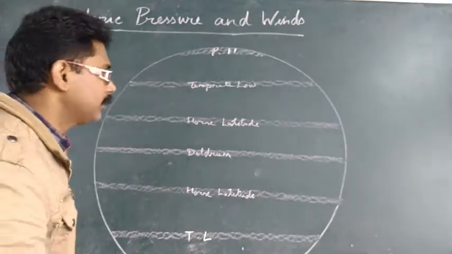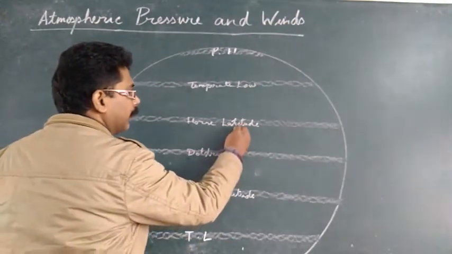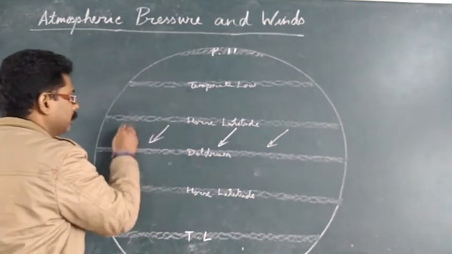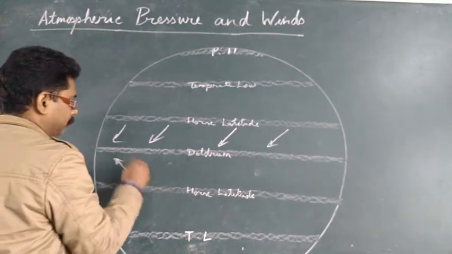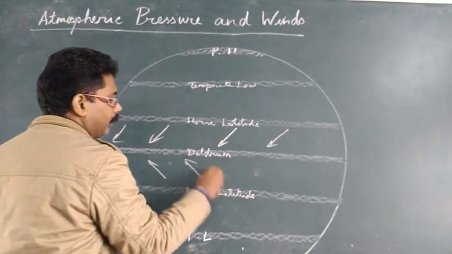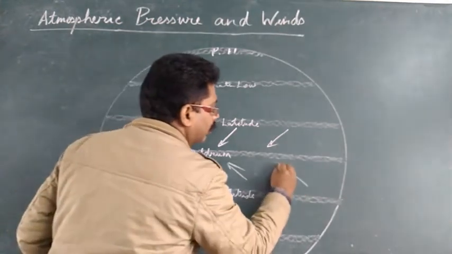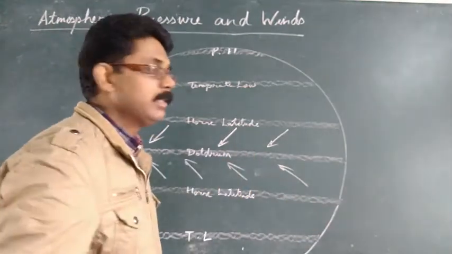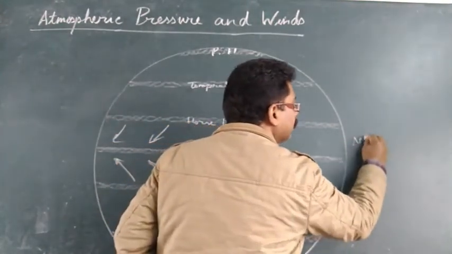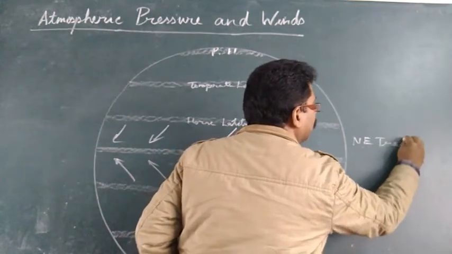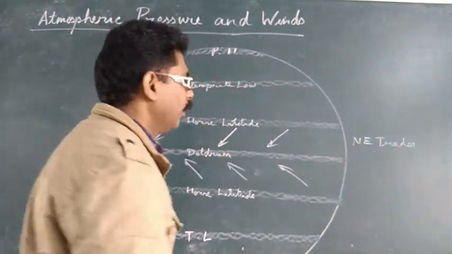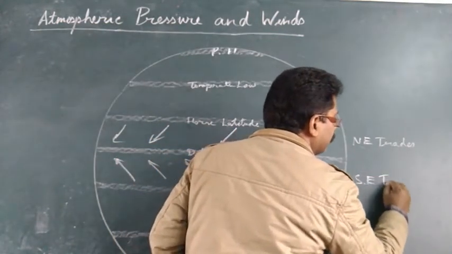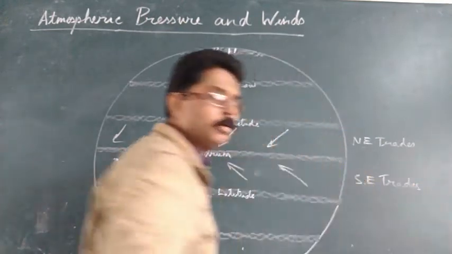Now usually what happens, the wind blows from the subtropical high pressure to the doldrum in both hemispheres, and these winds are known as trade winds. In the northern hemisphere, as these winds blow from the northeast direction, they are called northeast trades, while in the southern hemisphere, as they blow from the southeast direction, they are called southeast trades.